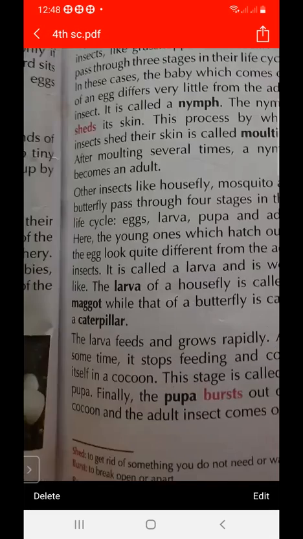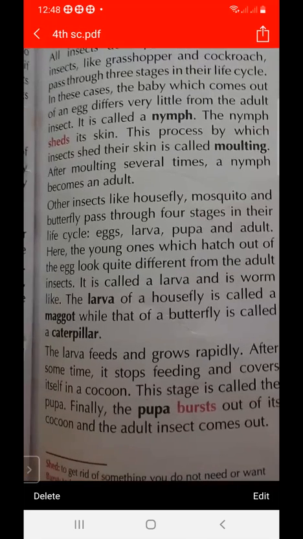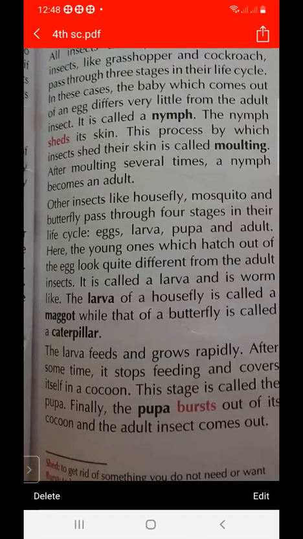So what do you mean by molting? The process by which insects shed their skin is called molting. And after molting, it will change into the adult.